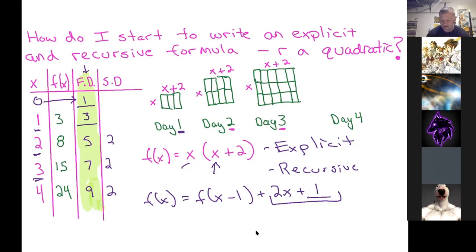I can prove to you that it works, but I know our attention spans are only so long. But if you want to plug in f of 4 right here and run the whole thing through, it will give you 24. It does actually work. So that's just a quick little video. You can watch that later on your own time if you want to, on how to do explicit and recursive. Are there any questions about that at all?